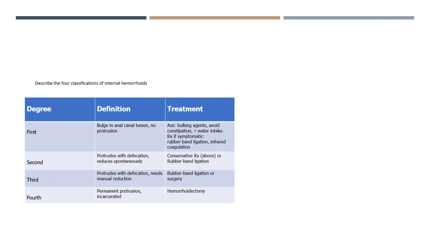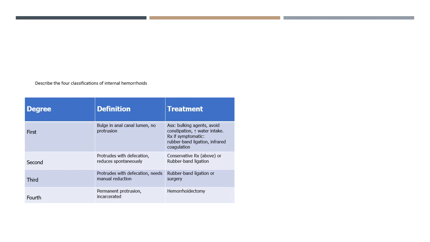The third one protrudes with defecation again, but the next step up, it needs manual reduction. And lastly, fourth is permanent protrusion. It's going to be incarcerated. You can't push it back regardless. So the first one is a bulge, a little bump, but no protrusion. The second is protrusion during defecation or straining, but it reduces spontaneously. Third is protrusion during defecation which needs manual reduction. And fourth is permanent protrusion that becomes incarcerated.